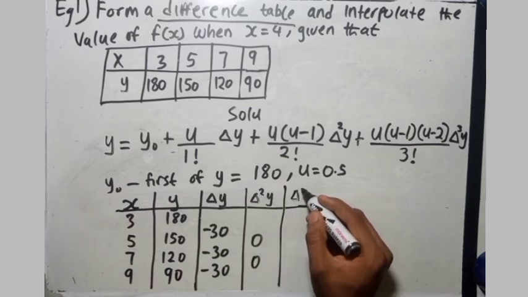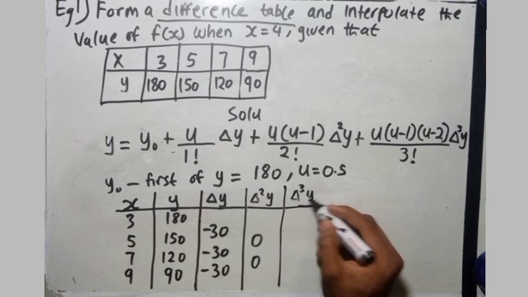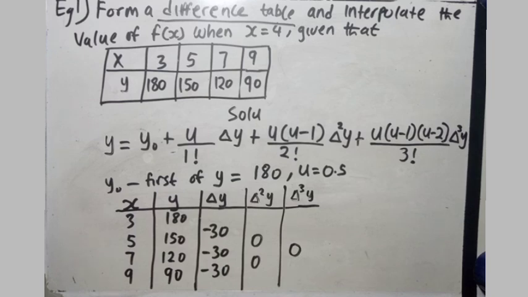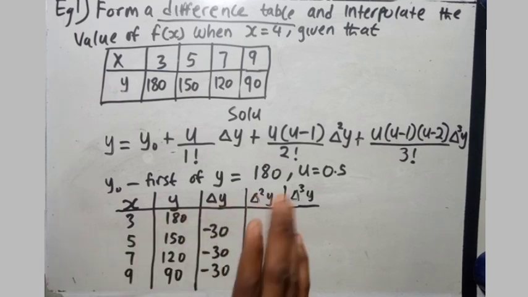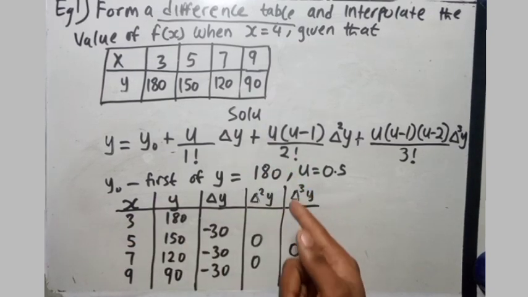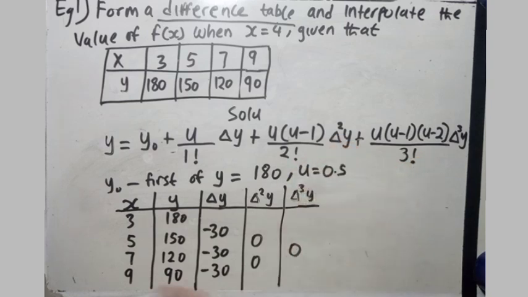Now for the last change in y, it is this minus this, which is definitely 0. So remember, when you want to get your difference table, you subtract the one below from the one above, and not the one above from the one below. Don't make that mistake. So we have gotten our difference table.